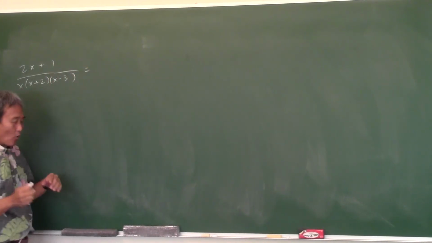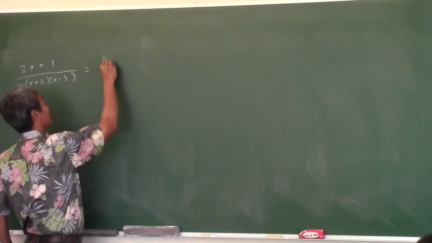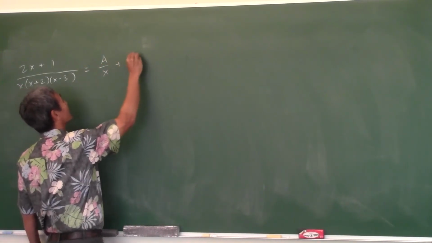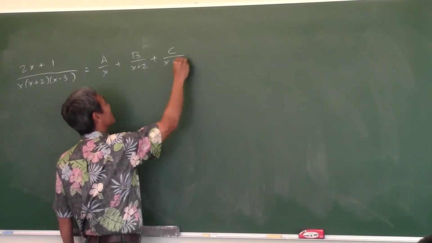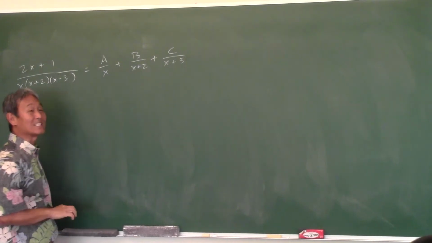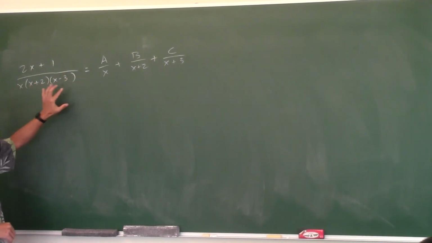Okay, now think. What fractions, when added together, will give you this as the least common denominator? Something over x plus something over x plus 2 plus something over x minus 3, right? That's easy. Okay, now let's kick it up a notch. Notice that all of these are linear factors, they're all to the first power. First power, first power, first power, linear.